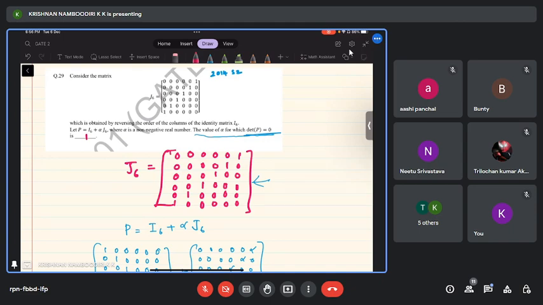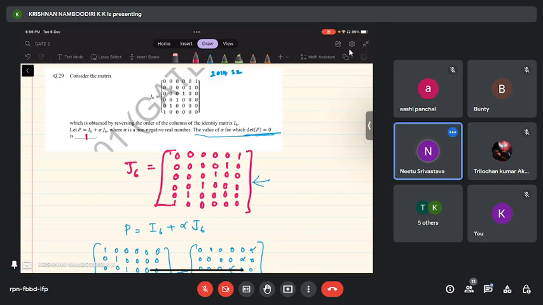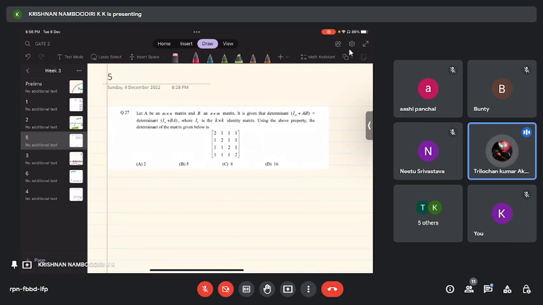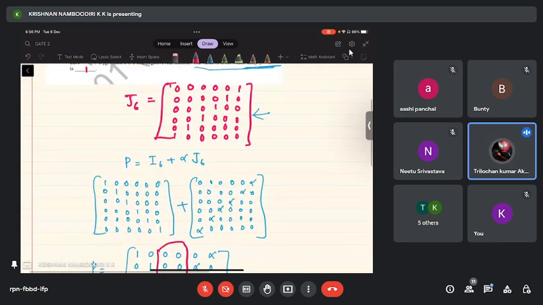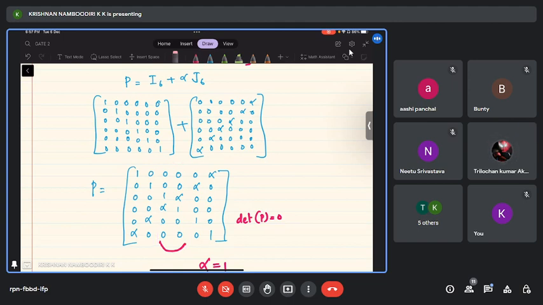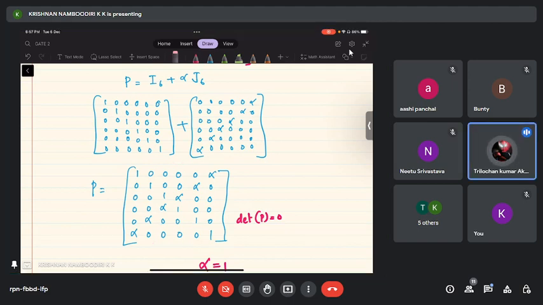Correct? So, are you convinced that when alpha equal to 1, determinant is 0? Yes, sir. Great. Now we will move to the next one. Sir, in this case, we chose third and fourth columns, but in general, the middle columns should be equal? No, nothing like that. Any two columns.